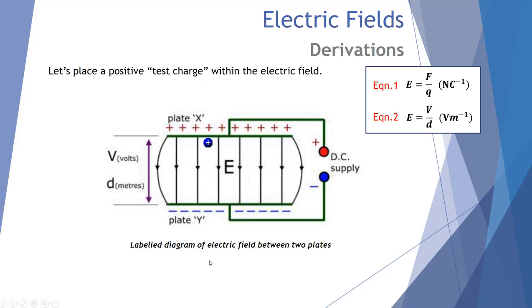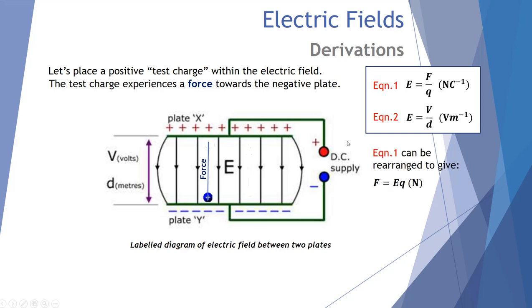If we were to place a positive test charge inside this electric field between the two plates, we find that there's a force pushing it towards the negative plate. Equation 1 can be rearranged. Instead of E equals F over Q, we can rearrange it and make F the subject. So we now have the force on the charged particle is the product of the electric field multiplied by the charge in coulombs. That gives me a resultant force in newtons.